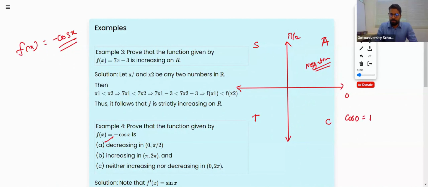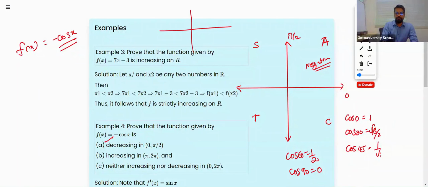So what is cos 0? Cos 0 is 1. Cos 30 is root 3 by 2, right? Cos 45 is 1 by root 2. Am I right? Yes. Cos 60 is 1 by 2. And cos 90 is 0, right? If I want to show the graph of the cos curve from 0 to 90, it is coming like this. This is 0, this is 90 degree. It is actually from 1, it has become 0, right? So is it decreasing? Yes, it is decreasing practically.